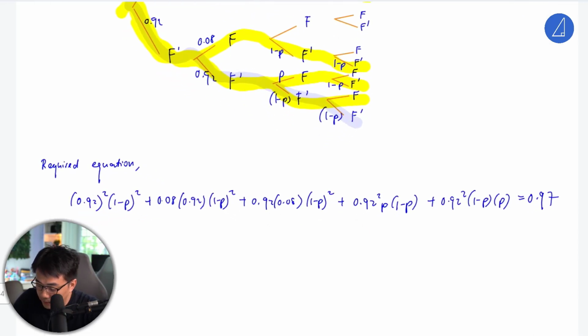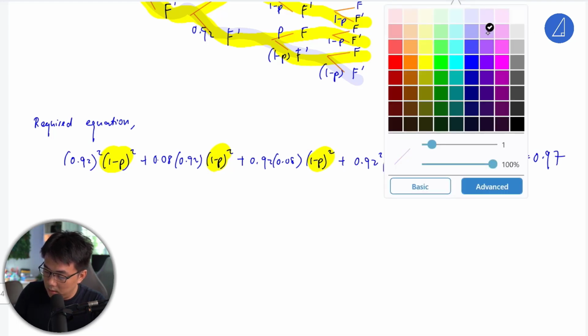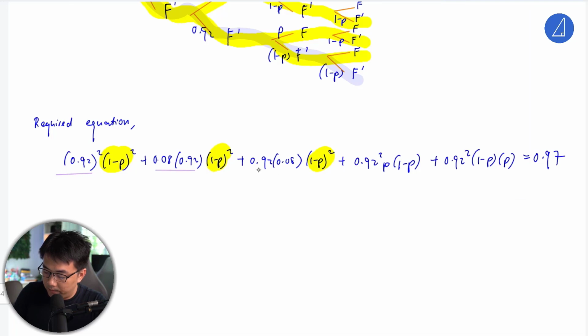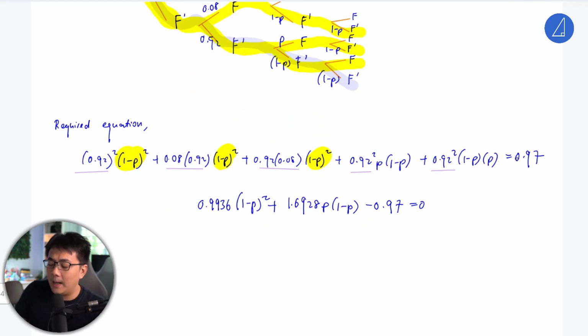Once this is done, I'm going to simplify it. I could see that all the 1 minus P squared terms, I could add up together using the calculator. Then the P multiplied by 1 minus P, I'll sum it up as well, so just twice of 0.92 squared. Once you're done, this is the required equation. Of course, I like to put the 0.97 to the other side. Now I'm going to key this into the GC and solve for P.